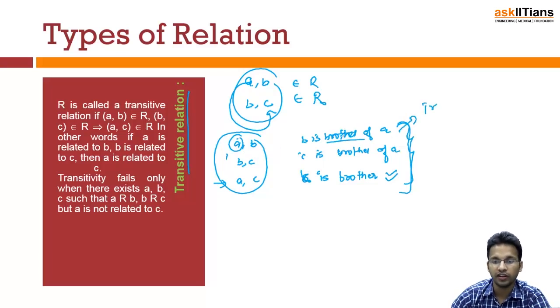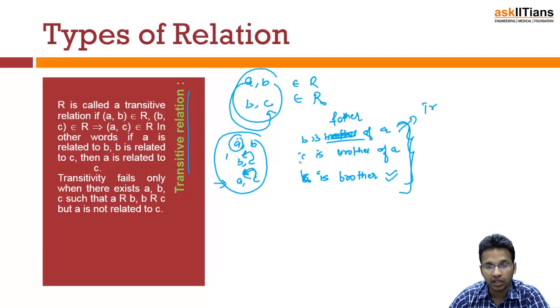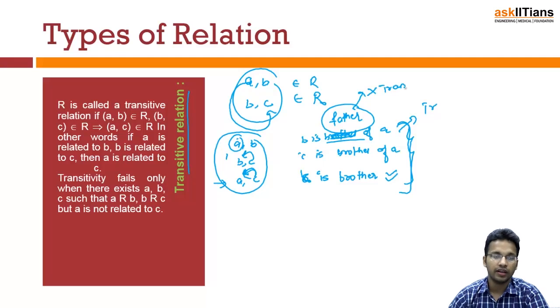Now instead of brother, if I take father, let us see: if B is the father of A, then C becomes the father of B. Now can I say that C is also the father of A? No, obviously not. C will be the grandfather. So the relation father is not transitive. Like you can understand, if one is a brother of the second, and the second is a brother of the third, I can say the third is a brother of the first, right? But you cannot say the same for the father, okay?